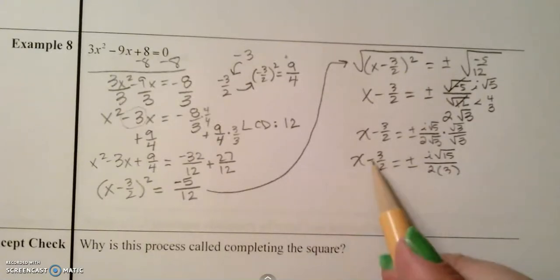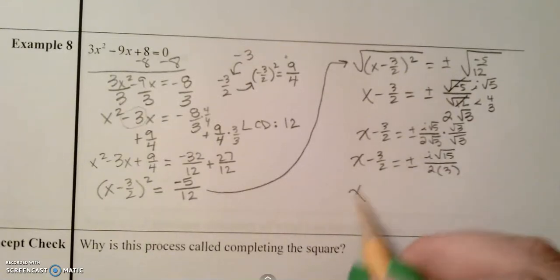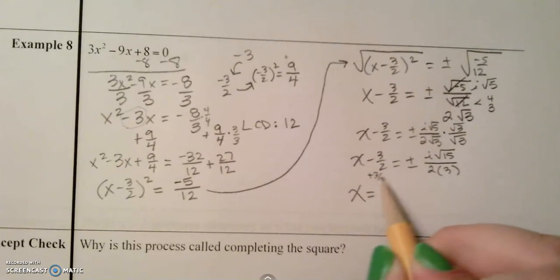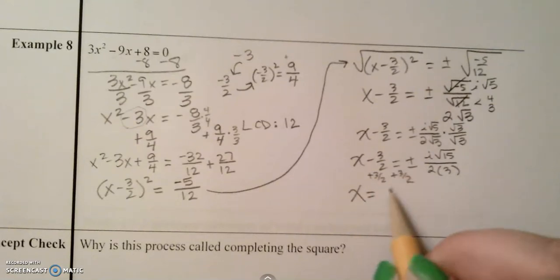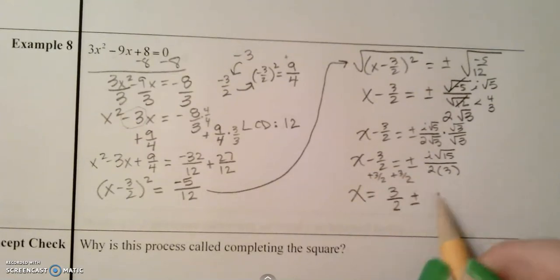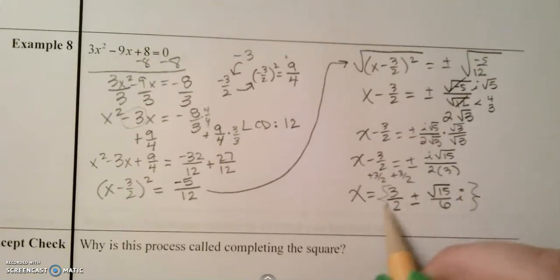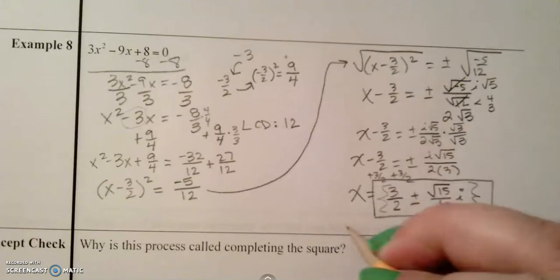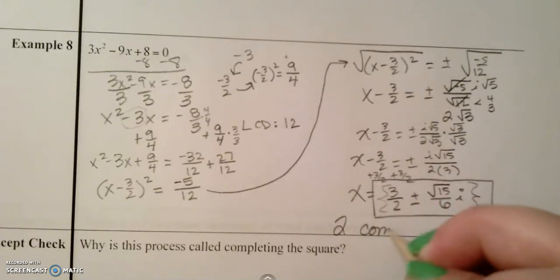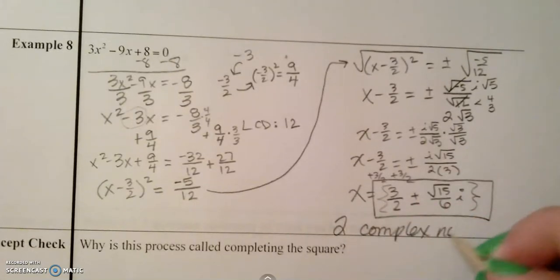Now we'll go ahead and add the 3/2 to both sides. So x equals 3/2 plus or minus the square root of 15 over 6i. There's two answers there. Notice this is two complex, not real, solutions.